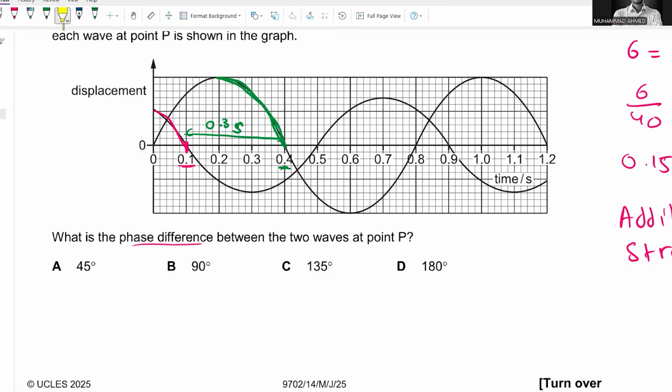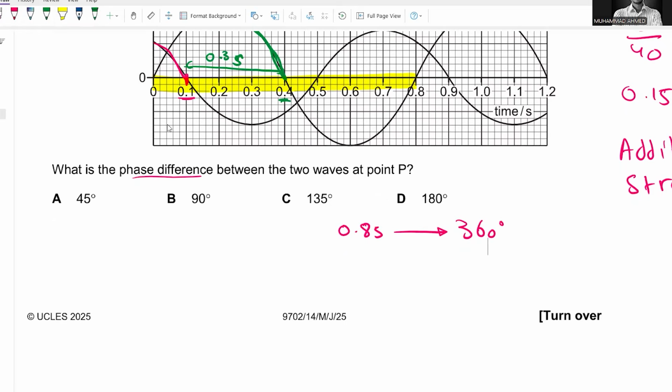Now analyze one more thing. In how much time is one wave getting completed? 0.8 seconds. If one wave is completed in 0.8 seconds, you are covering 360 degrees of angle in 0.8 seconds. In 0.3 seconds, how many degrees will you cover? Put x here: 360 into 0.3 divided by 0.8. X comes out to be 135 degrees. C is your answer.